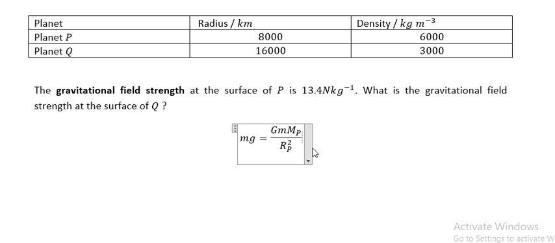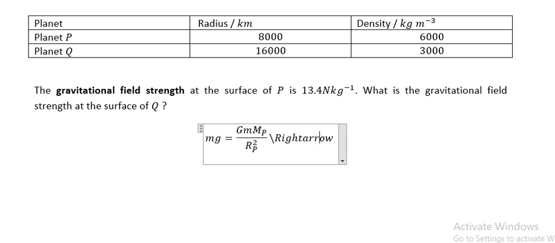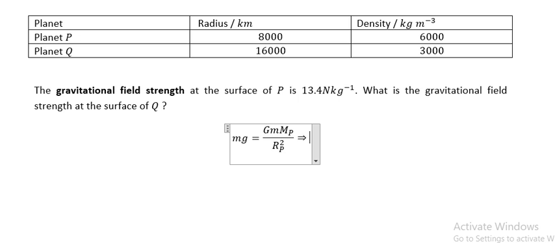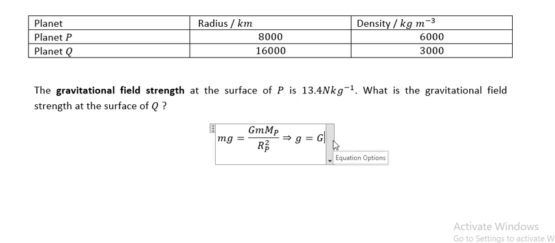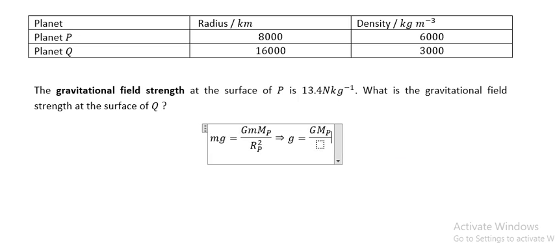We clearly see that the mass of the person is going to cancel, and we are going to have that the gravitational field strength is given by the formula: the gravitational constant, capital G, times the mass of the planet divided by the square of the distance separating the center of the planet and the center of the body. So this is the gravitational field strength, g. We have this value already for planet P.